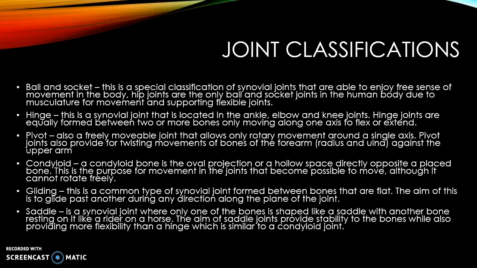Gliding, which is a common type of synovial joint, which is formed between bones that are flat. The aim of this is to glide past another bone, going any direction along the plane of the joint. A saddle joint, which is a joint where only one of the bones is shaped like a saddle, with another bone resting on it like a rider on a horse. The aim of the saddle joint is to provide stability to the bones, while also providing more flexibility than a hinge, which is similar to a condyloid joint.